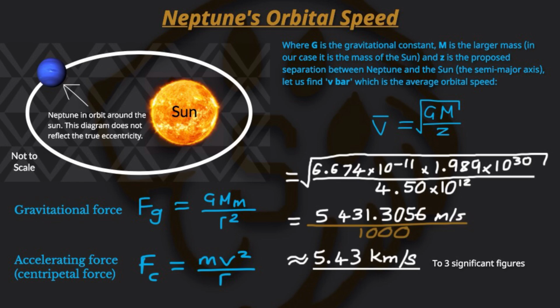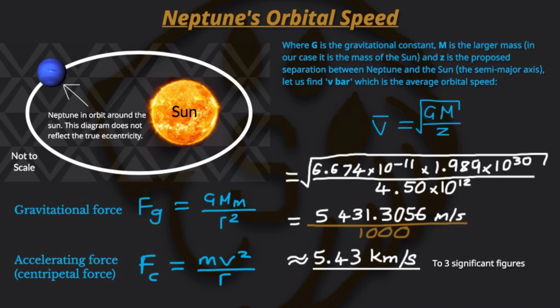Okay, now on Neptune's orbital speed, we are going to start by looking at the gravitational force and the accelerating force, which are the two important forces which can help us to find this variable, because one of them contains the speed, which is the accelerating force. Then the gravitational force, we use as well because it contains another variable that is also contained in the accelerating force, which is the mass of the smaller object, which is Neptune in this case. If the two forces are equal, that's how we get that variable, which is v bar, the average speed. Then we say where G is the gravitational constant, as we all know now.